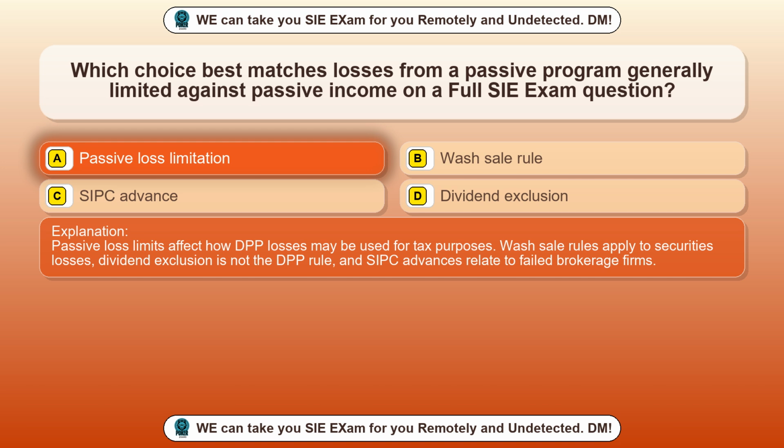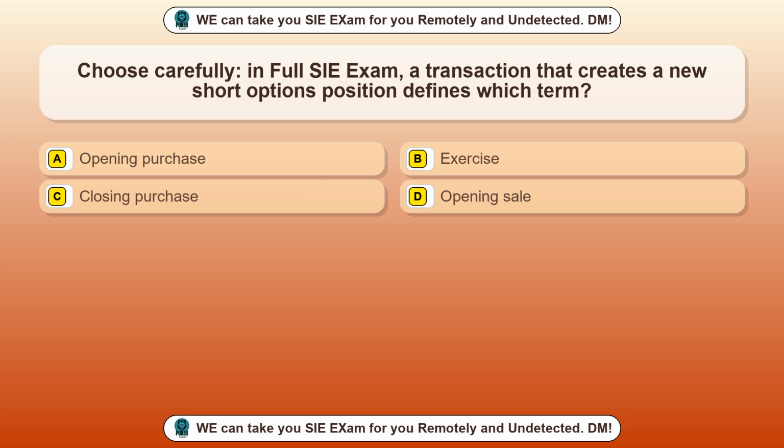Wash sale rules apply to securities losses, dividend exclusion is not the DPP rule, and SIPC advances relate to failed brokerage firms. Question 92. Choose carefully in full SIE exam. A transaction that creates a new short options position defines which term? Option A, opening purchase. Option B, exercise. Option C, closing purchase. Option D, opening sale.